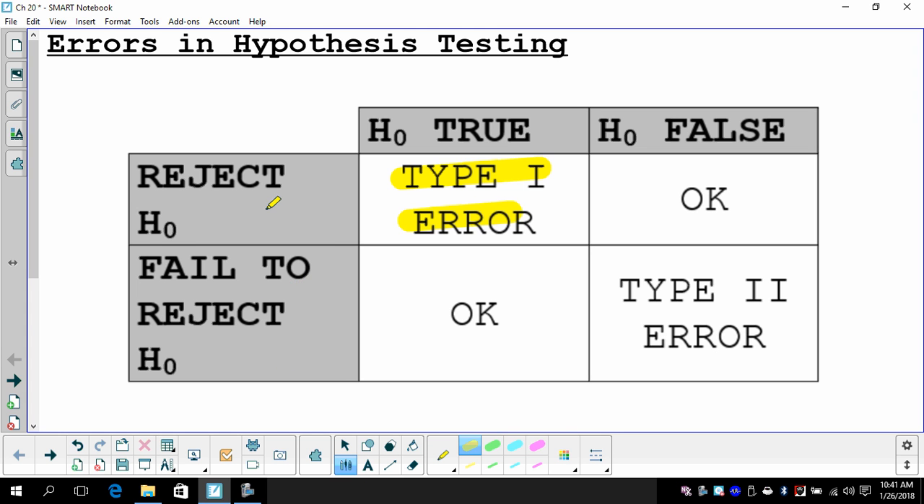If we reject the null hypothesis and it's actually false, then we're okay. There's no error made there. We made the right choice. Again, we don't know that we made the right choice, but if in fact those two things line up, then we're okay. If we fail to reject the null hypothesis, even though in reality it's false, we've made a type 2 error.